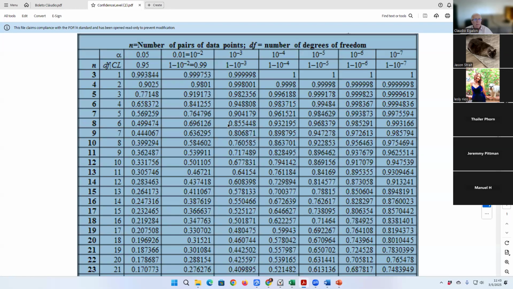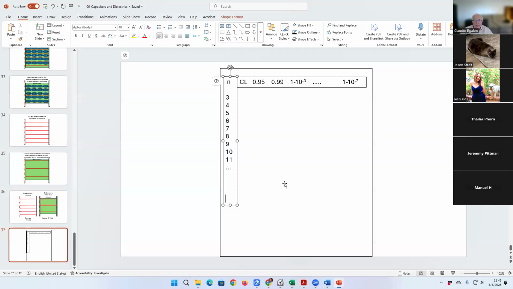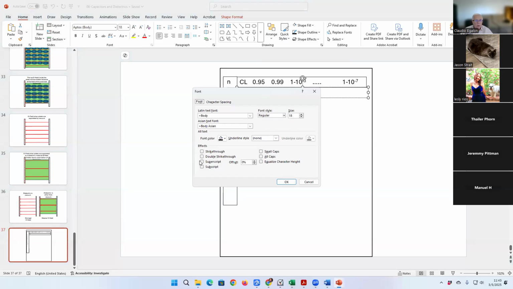See that? 0.05 is 1 minus 0.95. 0.01 is 1 minus 0.99, and so on. Okay? And now what do you have here? In the whole body of the table, you have the values R squared. And I'm going to make it very large, R squared.